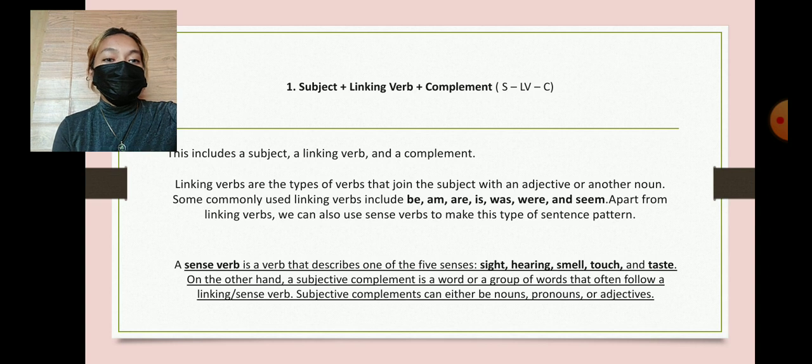Apart from linking verbs, we can also use sense verbs to make this type of sentence pattern. A sense verb is a verb that describes one of the 5 senses: sight, hearing, smell, touch, and taste. On the other hand, a subjective complement is a word or group of words that often follows a linking or sense verb. Subjective complements can be nouns, pronouns, or adjectives.